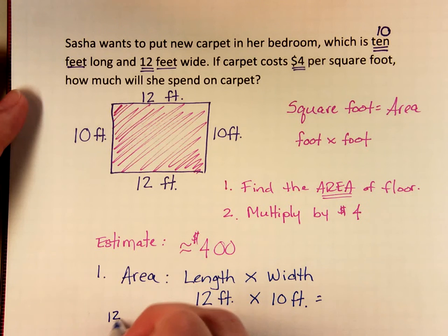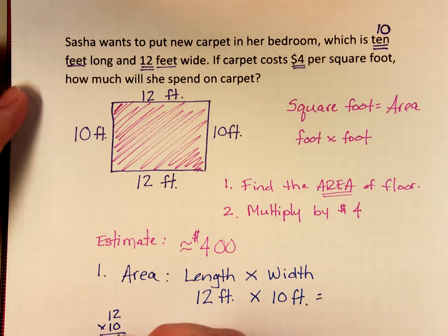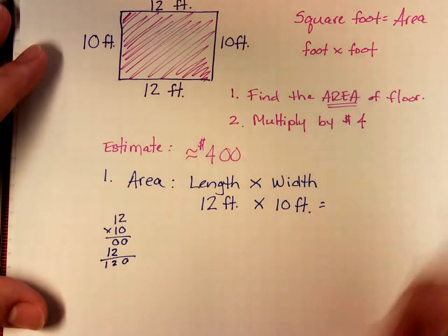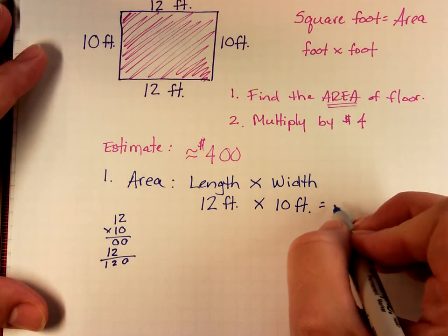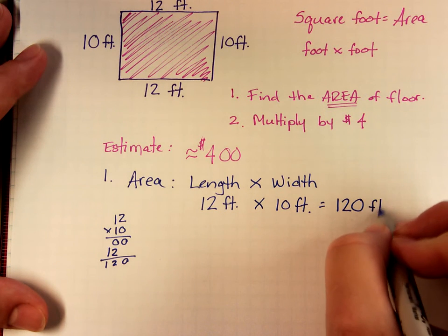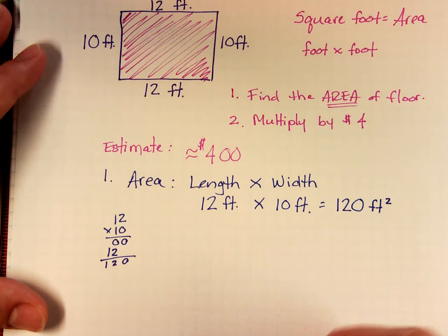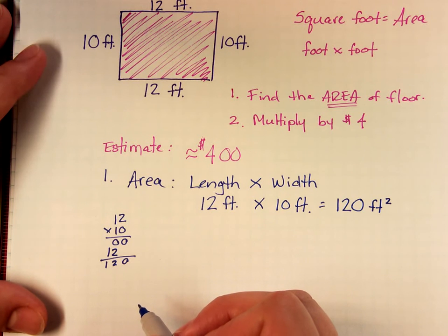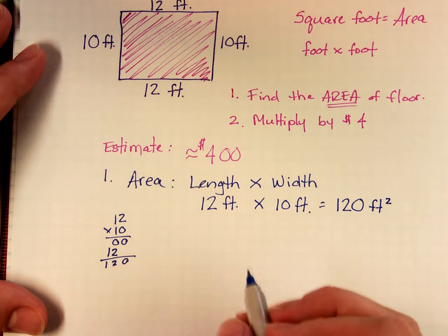If you didn't know that, you could work it out. 12 by 10, 2 times 0 is 0, 1 times 0 is 0, 1 times 2 is 2, 1 times 1 is 1. And add everything up and you get 120. When you multiply feet together, it's called feet squared. You just put a 2 that indicates that you had 2 of them. That was step 1. The area of Sasha's room is 120 feet squared.